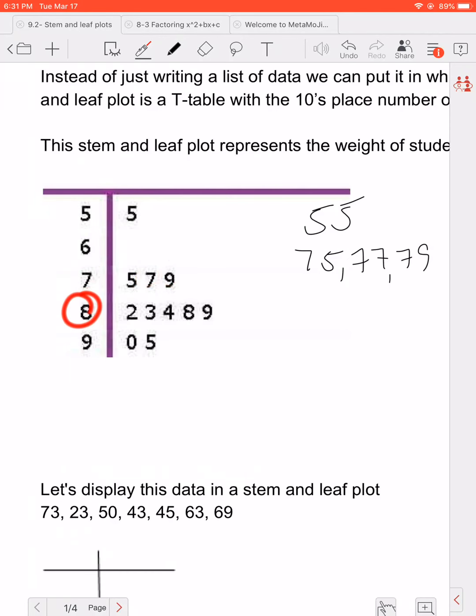Okay, we'd also have an 82, an 83, an 84, an 88, and then an 89, and then a 90, and a 95. Okay, so hopefully that kind of reminds you how we read a stem and leaf plot. We can find the mean, median, mode, and range from this, just like we would before.